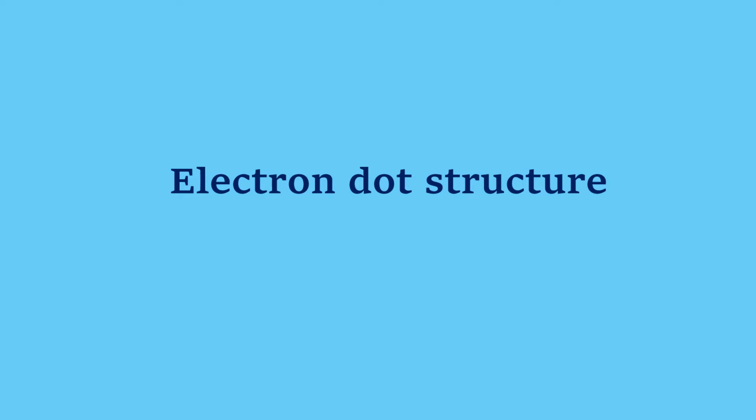Today we are going to learn electron dot structure. In this series we are learning electron dot structure of different compounds. So today we are going to learn electron dot structure of methane. In the previous video we have discussed electron dot structure of ethane. You can watch the video in the playlist.